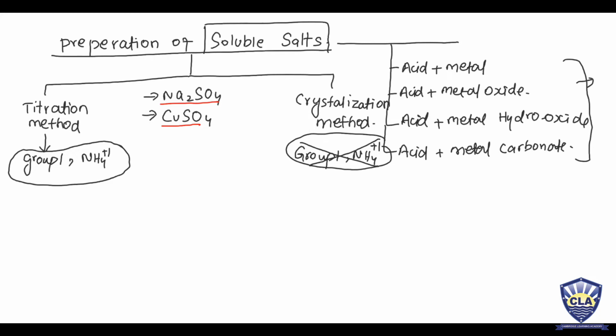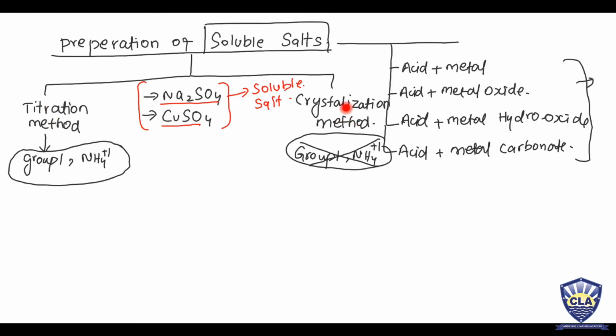Otherwise, all the sulfates are soluble. So it means both of these salts are soluble salts. So this is our first step: this is the soluble salt. Now the soluble salts, my dear, could be prepared by the titration method or the crystallization method.